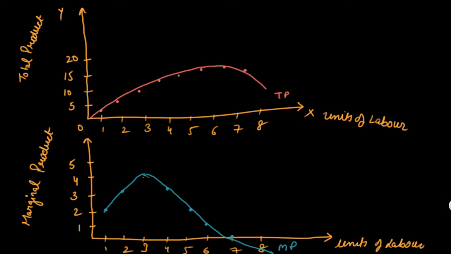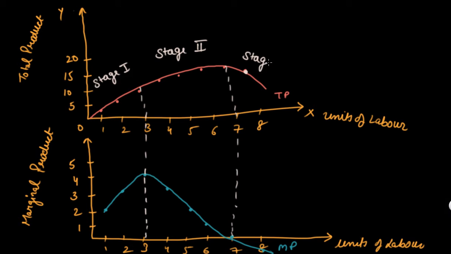So make sure you make parallel graphs so that you can differentiate these stages properly. See, till unit 3, your marginal product is rising. From unit 3 to unit 7, your marginal product is decreasing. And from unit 8, your marginal product has become negative. So this is stage 1, this is stage 2, and this is stage 3.